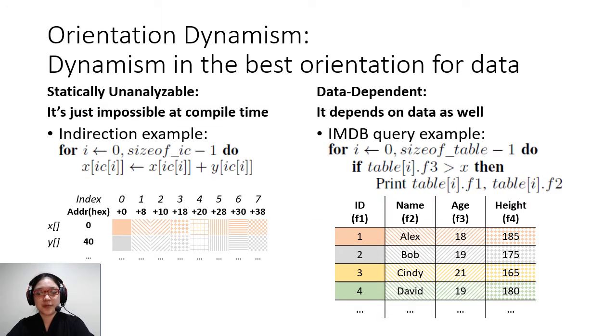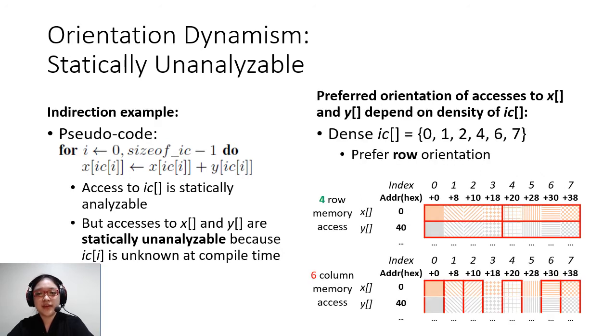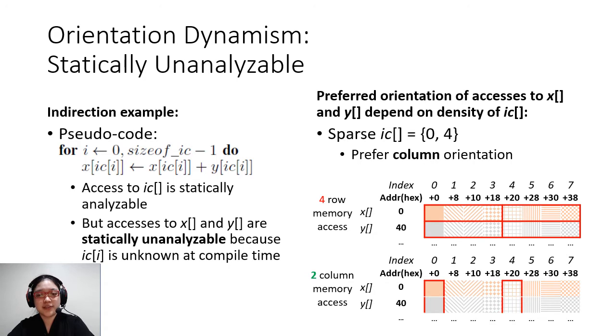Orientation dynamism comes from many sources. For example, some code is just not statically analyzable because the access addresses are unknown at compile time. And even when the addresses are known, whether some accesses happen can be data dependent. In this indirection example, arrays X and Y are accessed through an indexing array IC, and the content of IC is unknowable at compile time, so are the addresses to access in X and Y. Yet, depending on those addresses, if the accesses are dense within X and Y, accessing in row orientation is preferred. And if they are sparse, column orientation is preferred.